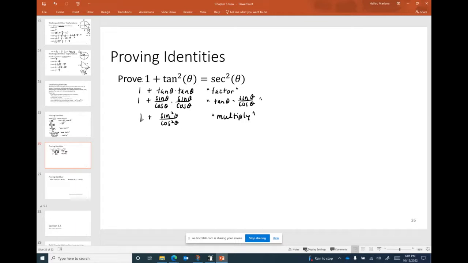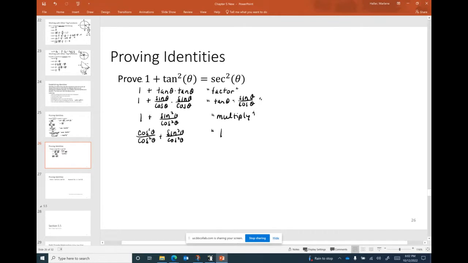Okay, now what? Well, I only have one term on the right, and there's two terms on the left. I need this left to look like the right, so I need to combine these terms. Well, I've made that tangent squared into a fraction now, so that means I could change that 1 to cosine squared over cosine squared, and then I could add them. All right, so I'll rewrite that 1 as cosine squared theta over cosine squared theta. Oops, that's supposed to be cosine down there.